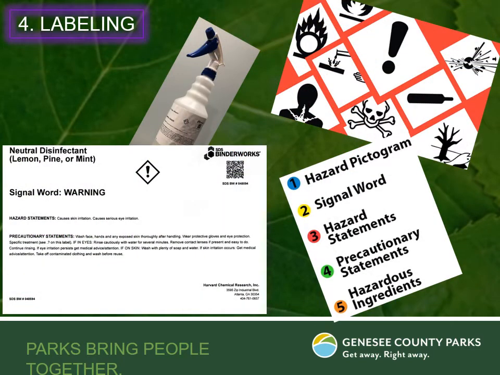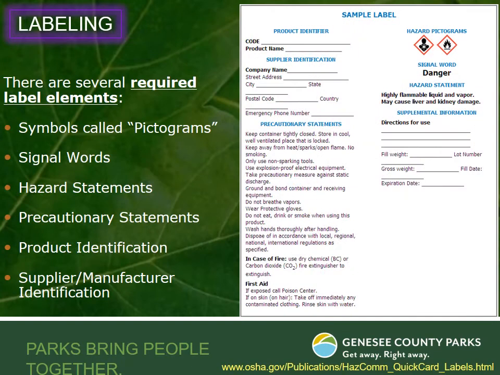Labeling is an important part of the HAZCOM standard. All product containers are required to be labeled. The labeling requirements require the following elements: pictograms, signal words, hazard statements, precautionary statements, product identification, and supplier or manufacturer identification.